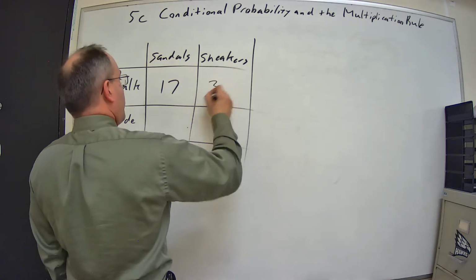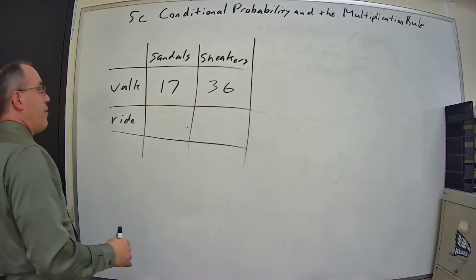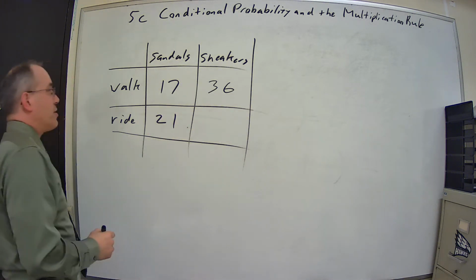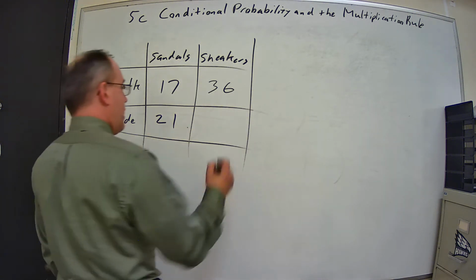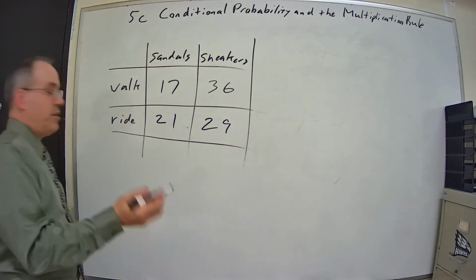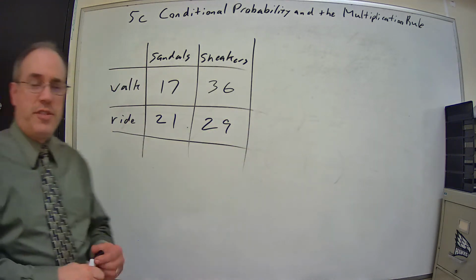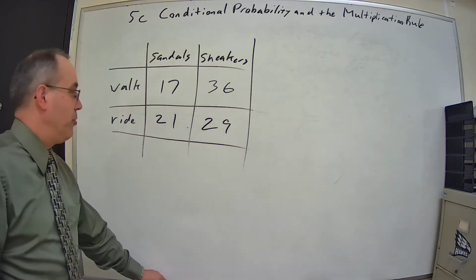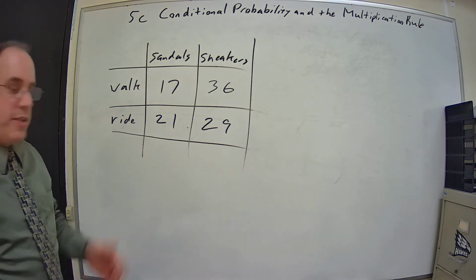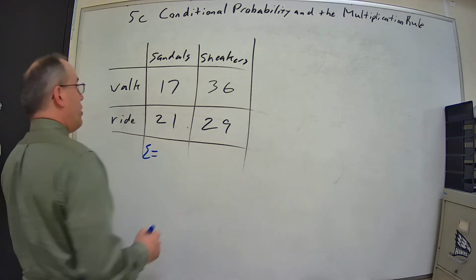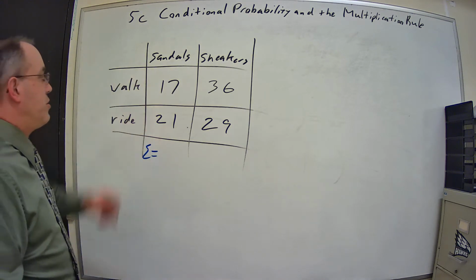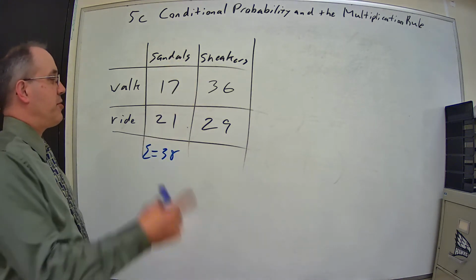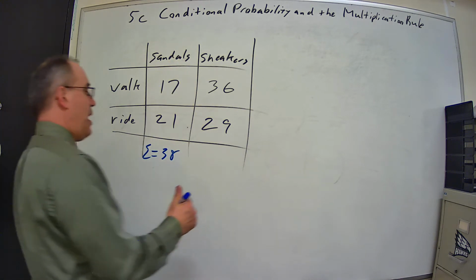I have 36 people who wear sneakers who prefer to walk. I have 21 people wearing sandals who prefer to ride, and 29 people wearing sneakers who prefer to ride. So this is a good opportunity for us to practice working with contingency tables. So let's put those summations together. Total number of people wearing sandals, 17 plus 21, 38. Total number of people wearing sneakers, 36 plus 29, 65.